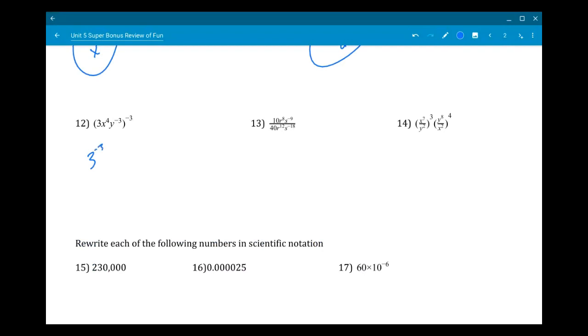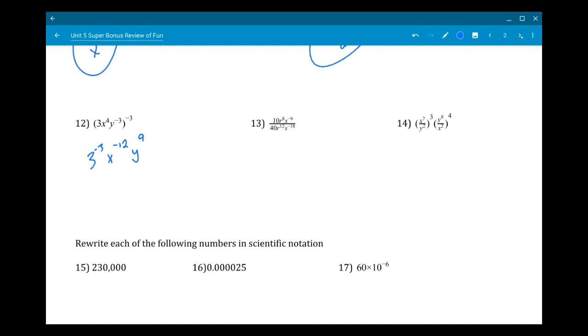3 to the negative 3, x to the negative 12, y to the positive 9th. Okay, so basically what I'm telling you is initially, I would just make sure I did my exponent multiplication and specifically write 3 to the negative 3rd.